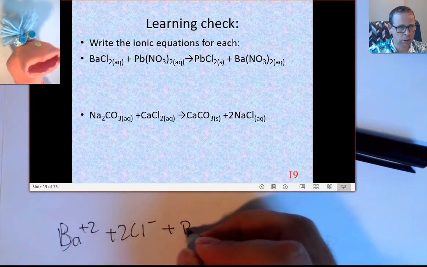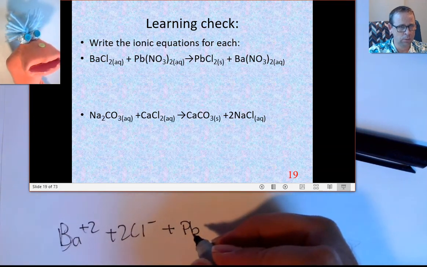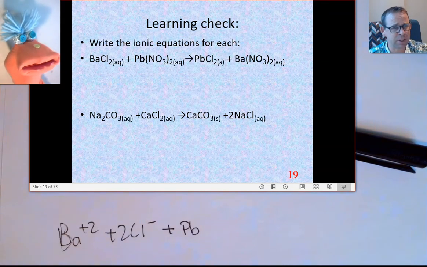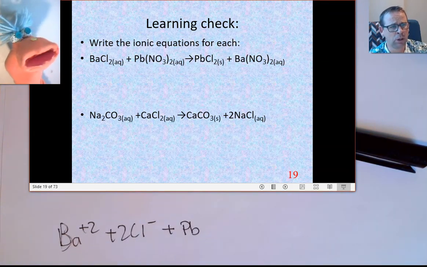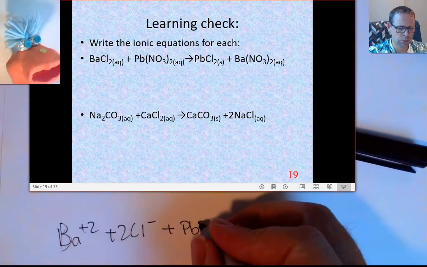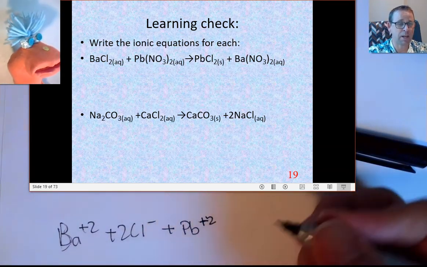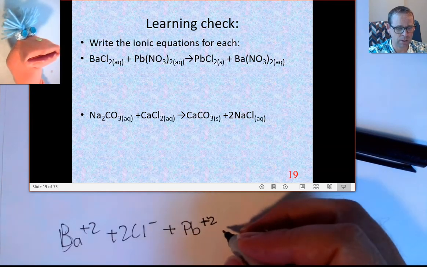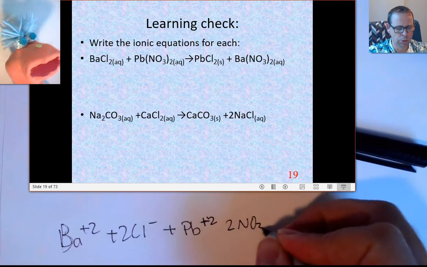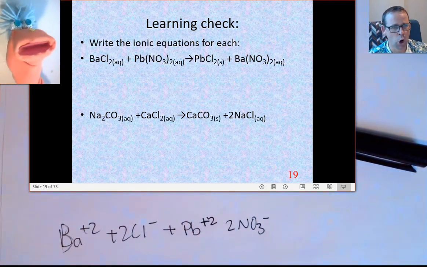And then you get a lead. What's the charge on that lead? I don't know. How do we determine that? I need to know the charge on the nitrate. So let me look at my table here. Oh, nitrate's a -1. So there's 2. So that's lead with a +2 charge. Very good. So the name of that compound is lead(II) nitrate, right? Yeah. Okay, so now I get 2 nitrate ions with the -1 charge.